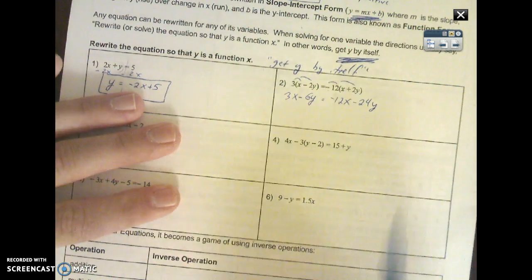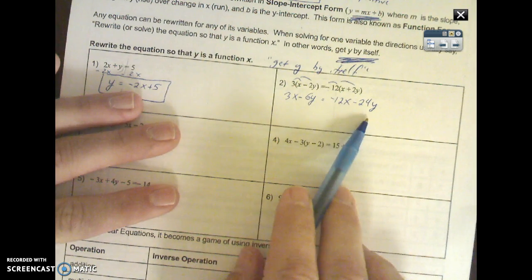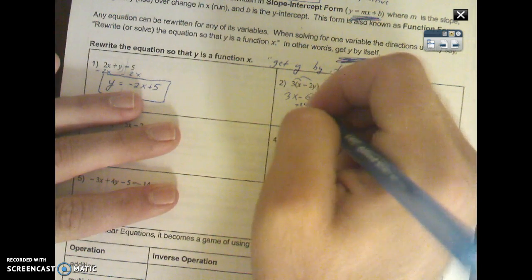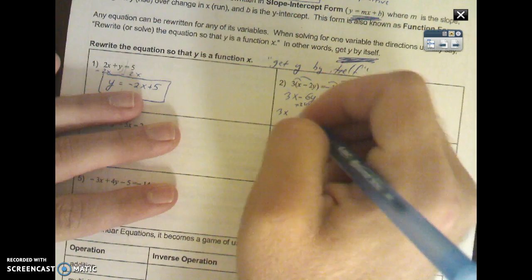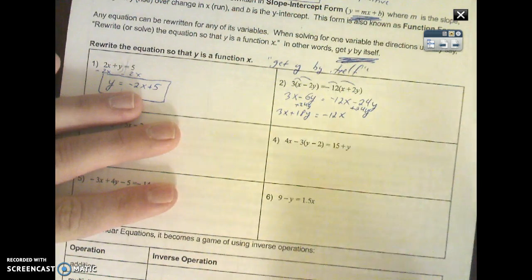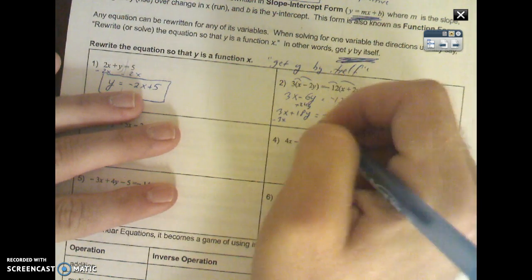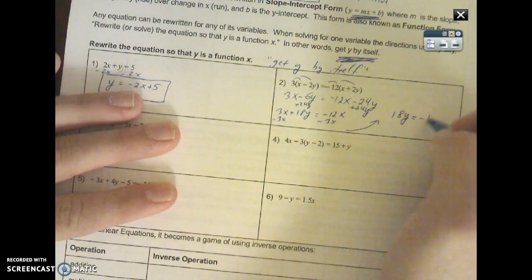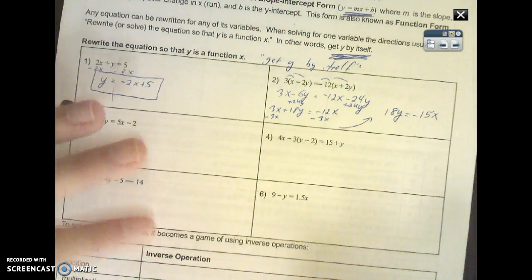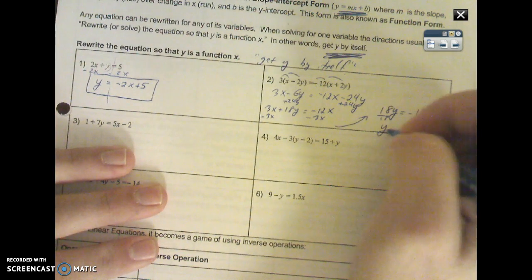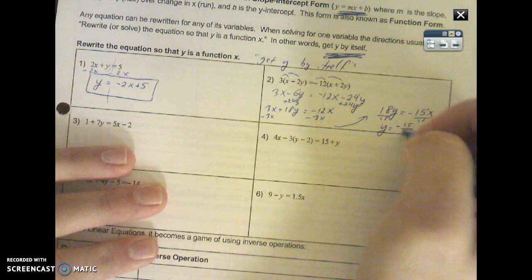From here, I'm going to get all the y's on one side, and I like to keep things positive. I have a negative 6y over there, and a negative 24y over here. I'm going to add 24y over, so I get 3x. Let's see, 24 minus 6 gives me 18. I can subtract 3x over, so I've got 18y equals negative 15x. Careful with signs. My last step is to divide both sides by 18. y equals negative 15 over 18x.